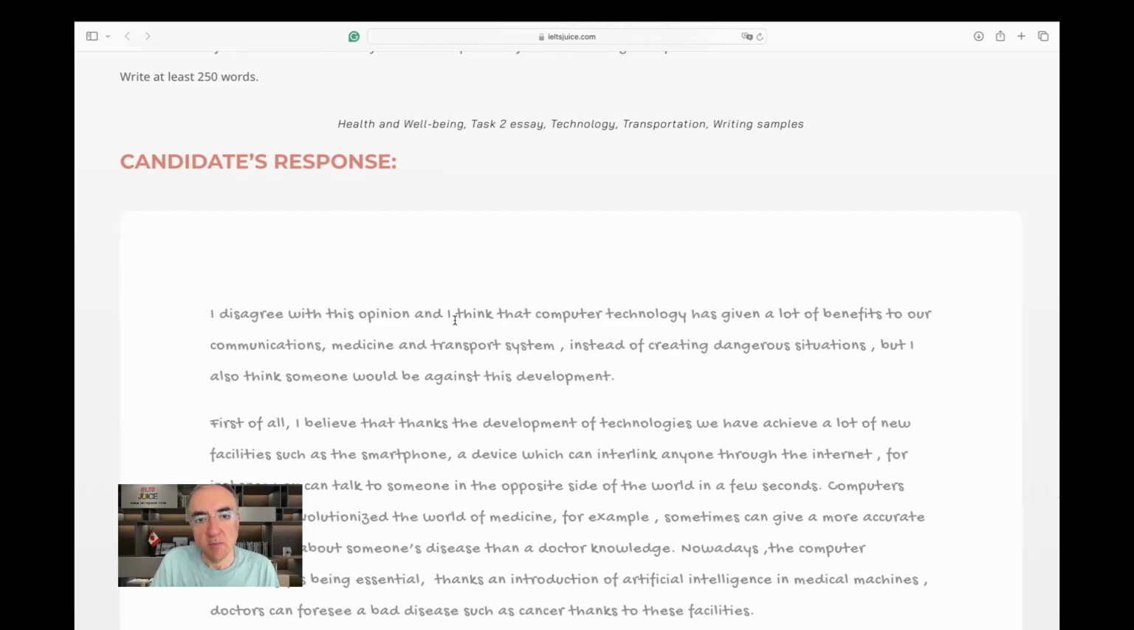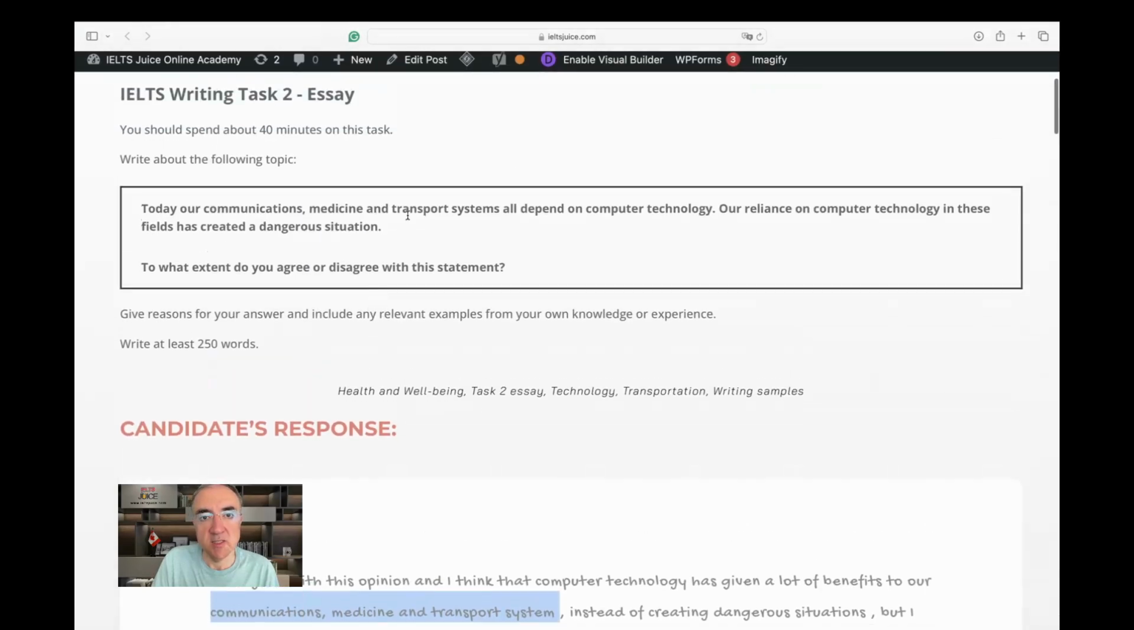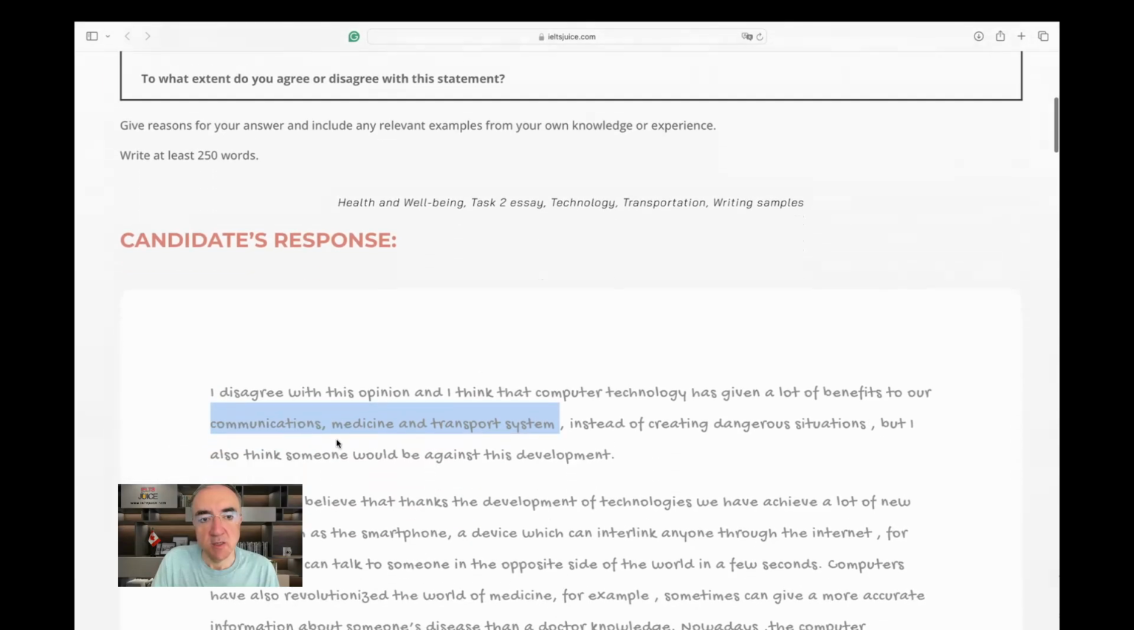I think basically because the subject remains the same, you can delete this. You can say and think because it is still you. That computer technology has given a lot of benefits to our communications, medicine, and transport systems, plural. If I were you, I would have, I mean, this is exactly what you can find in the rubric. Communications, medicine, and transport systems. Communications, medicine, and transport systems.